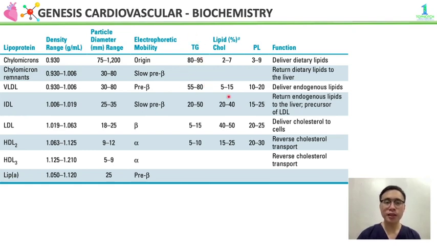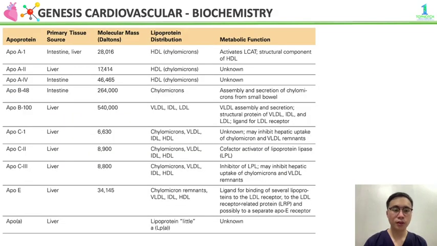But the key difference here is that chylomicrons deliver dietary lipids, whereas VLDL would carry or deliver endogenous lipids. So when we are talking about exogenous triglycerides, these would be carried by your chylomicrons, whereas when we're dealing with endogenous triglycerides, this would be the role of VLDL.